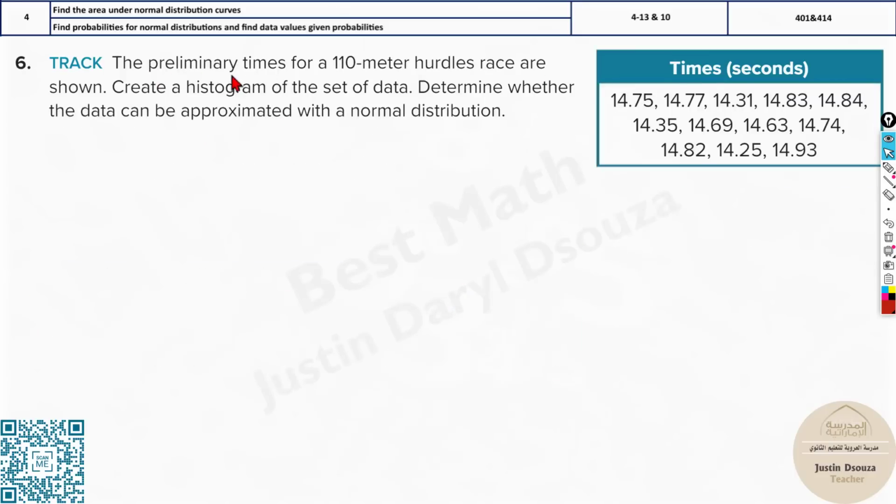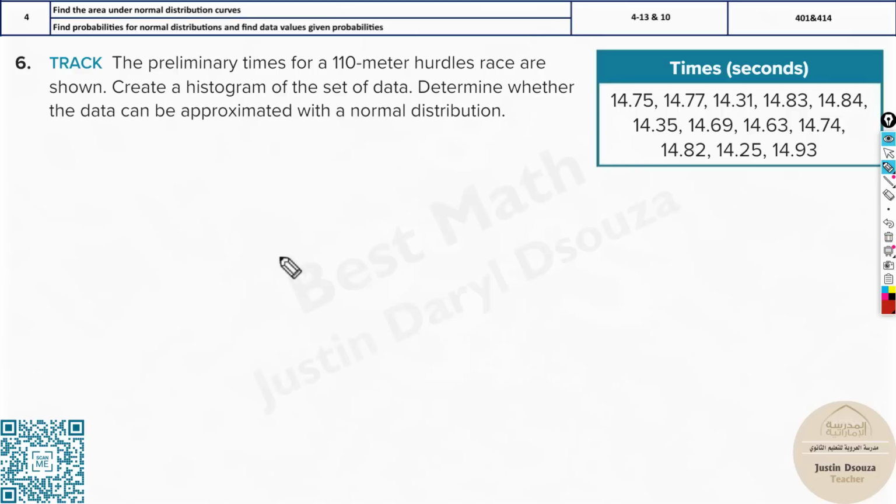Here, the preliminary times for a 100-meter hurdles race are shown. Create a histogram of a set of data and determine whether the data can be approximated with a normal distribution. Now, here you can see this is not discrete because there are decimal points, but normal distribution, let's see whether it can be or not.